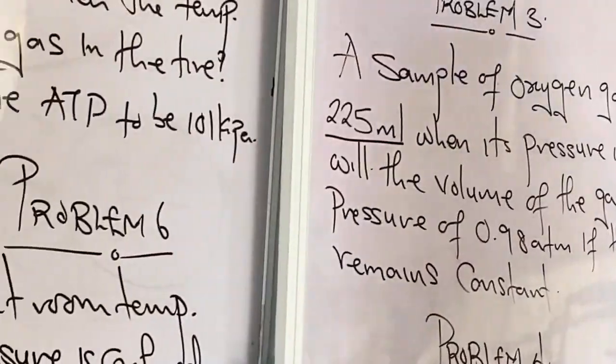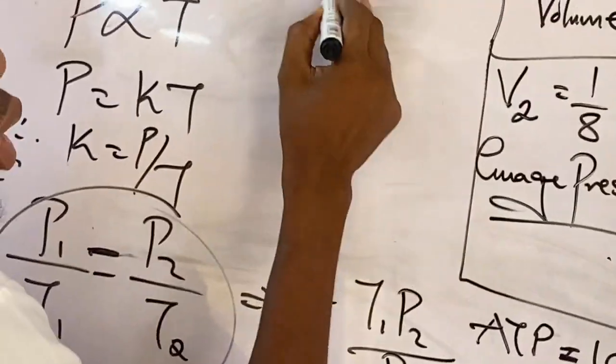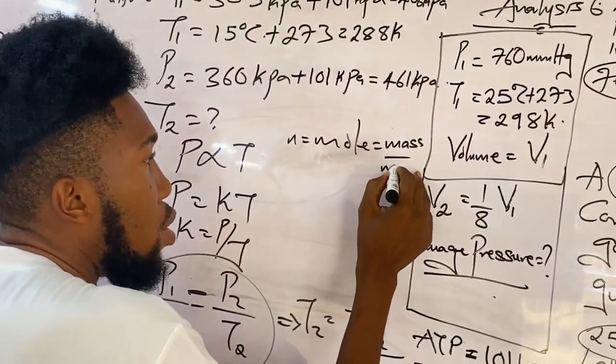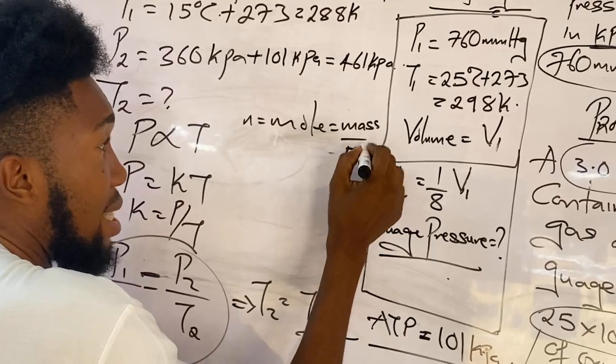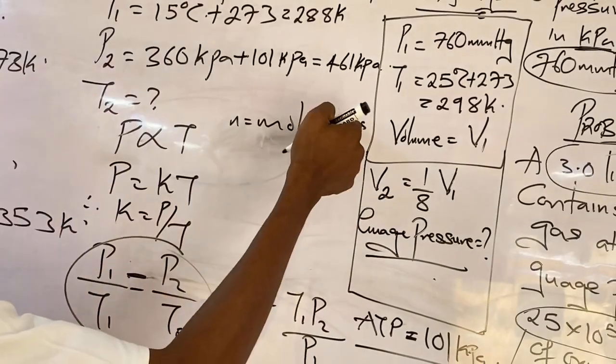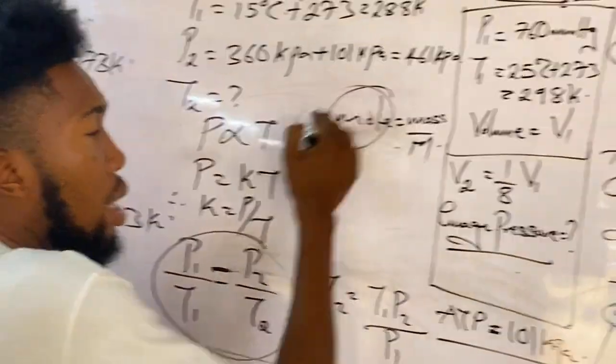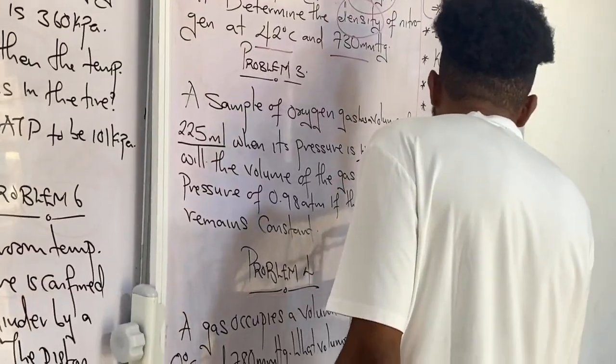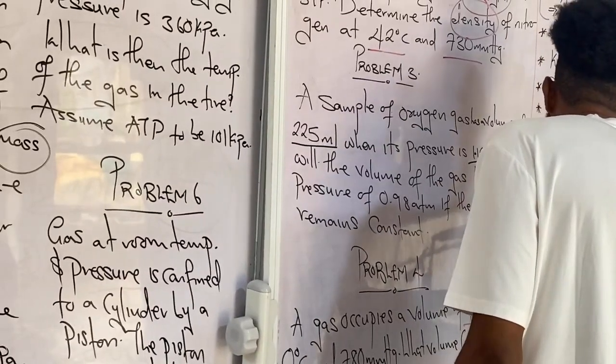Then what's our n? We don't have it, but we know that n means moles, and moles is mass over what? Molar mass, right? So that was why they told us to find the mass. So anywhere we see mole, we write m over capital M. So this ideal gas equation can be rewritten as PV equals m over M times RT.